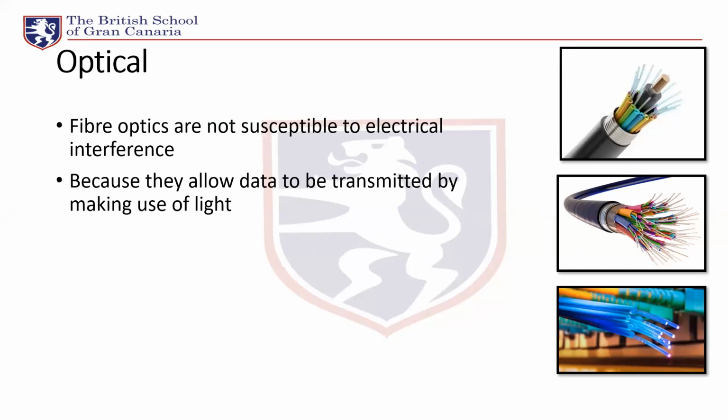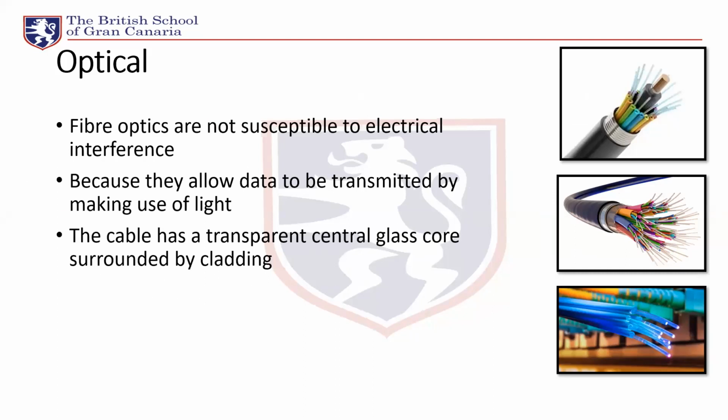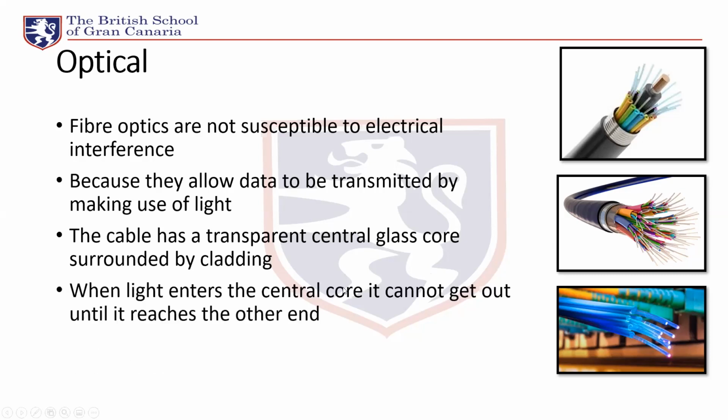Okay. So now the cable has transparent central glass cores, and they're protected with cladding. Now, the reason for this is because these cables can be broken easily. So inside these tubes, you can find that they're very, very well protected by the cladding around them. So when the light enters the central core, it can't get out until it reaches the other end. There's only one route. Okay.